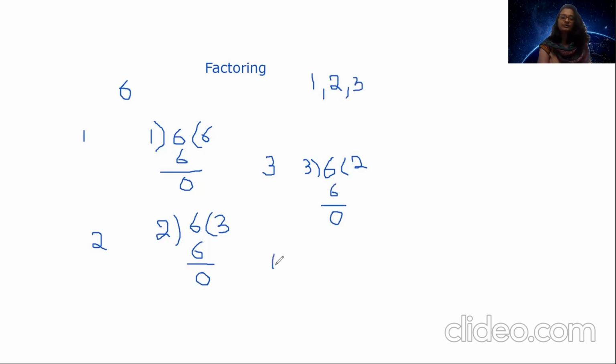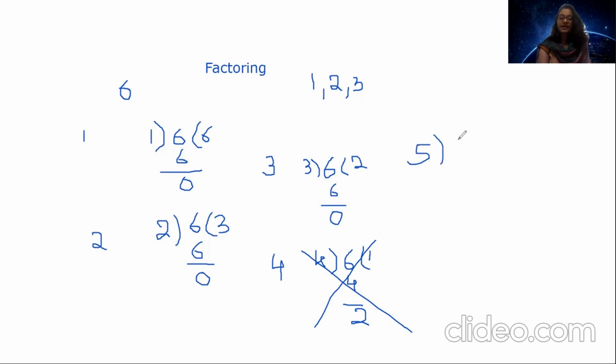Next, I'm going to take number 4. I'm going to divide 6 by 4. Does 6 come in the 4 table? No. 4 1s are 4, 4 2s are 8. So I can only put 4 1s are 4 and the remainder is 2. Right? So this is not possible. So 4 cannot be a factor of 6. Okay. Next, let's take 5.